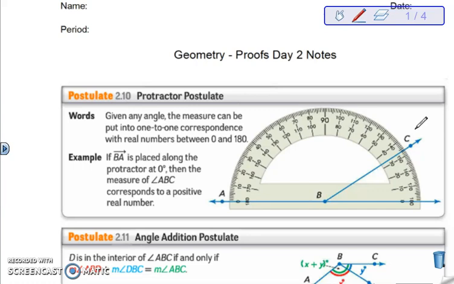So if we're looking at it, the first one, the protractor postulate, basically says that I can use a protractor to measure the value of an angle. 0 degrees is here. We notice the angle stops at about 146. So the overall angle is 146 degrees.